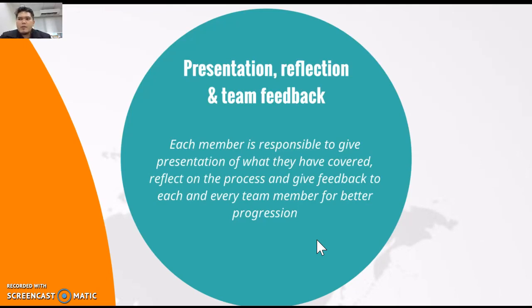This is important because you are supposed to do reflection so that you can reflect from the first phase until the final phase on what you have undergone, what you have learned, and what materials you have covered. It is also important for you to rate your friend's performance and give your individual feedback. It can be anonymous to your team members so that they know what important skills they need to improve from time to time.